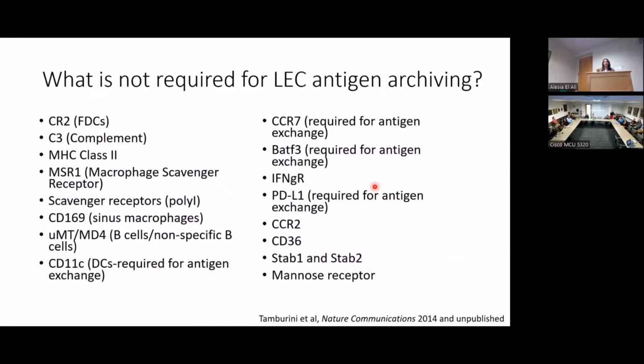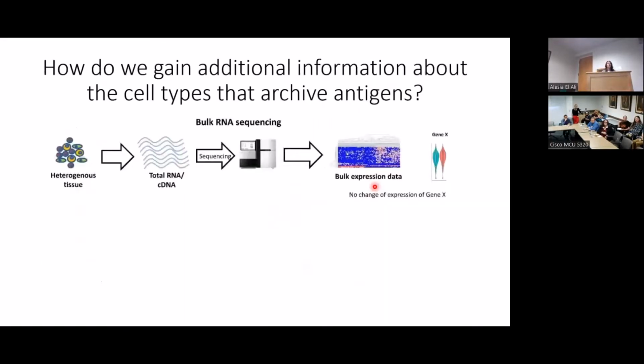And so we used a number of different models in order to try to assess what was actually important for lymphatic endothelial cell antigen archiving. And so these are all of the animal models that we tested that are not required. So using a directed approach, we weren't really able to discern what was required for antigen archiving. And so in order to gain additional information about the cell types and the ways that cells archive antigens, we decided to use a screen.